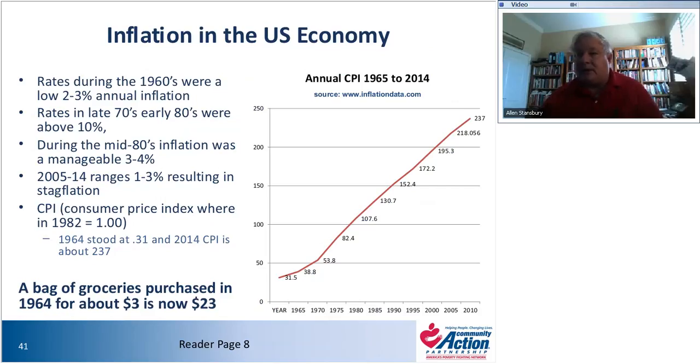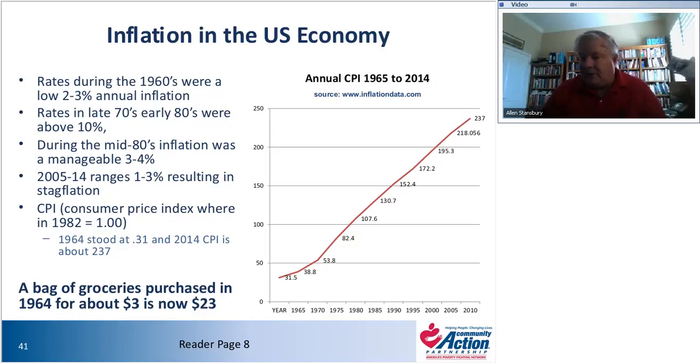up there at 237, meaning that if I think the price index we look at is at 100, starting in 1965, it would have been at 31.5, and today it's at 237. So that just shows you a steady increase in inflation during all of these years. And bottom line is that a bag of groceries purchased in 1964 cost about $3, and now it's $23.